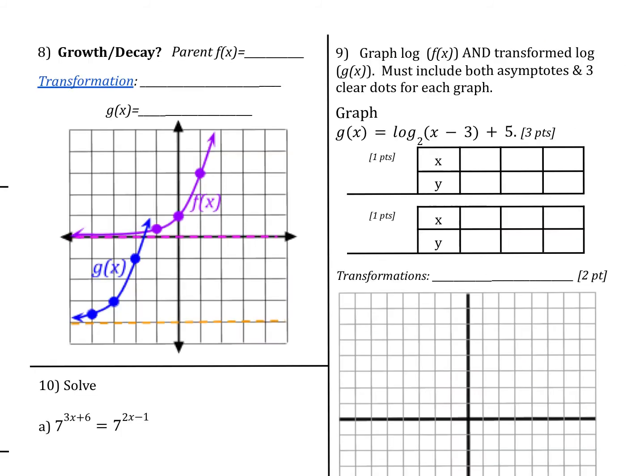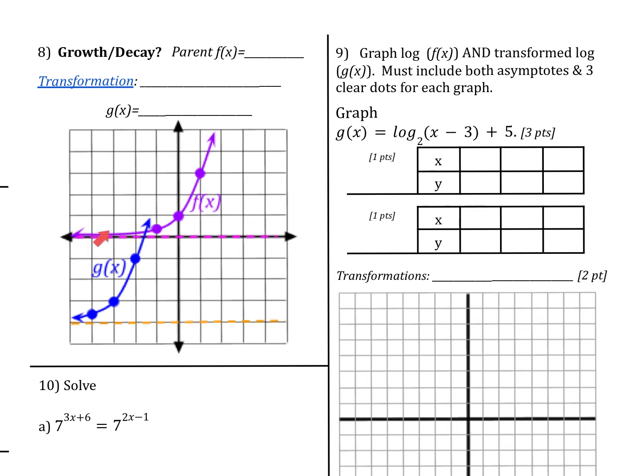For question number 8, we're going to find out the parent graph and whether it's growth or decay. We are looking at the parent graph, that is this purple graph. Any graph that has a (0, 1) as its cutting point at the y-axis is going to be your parent graph.